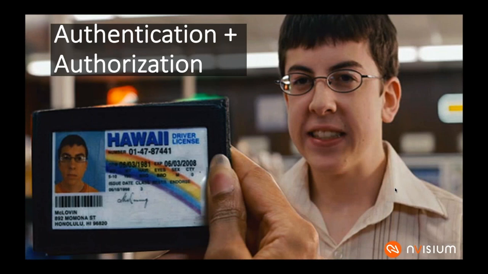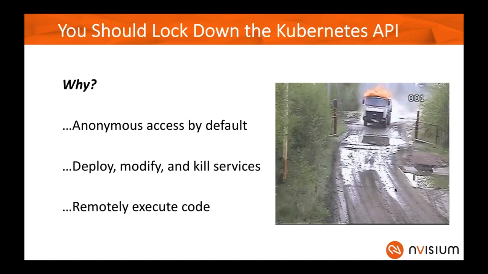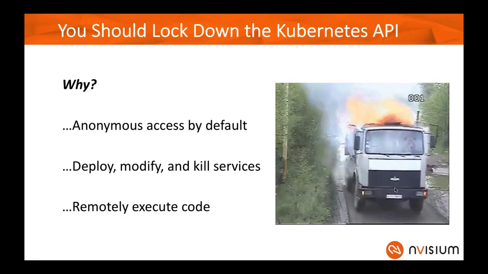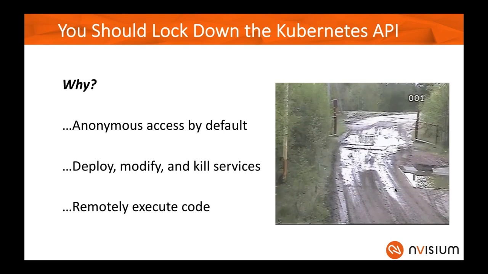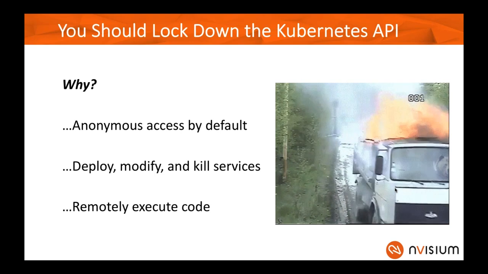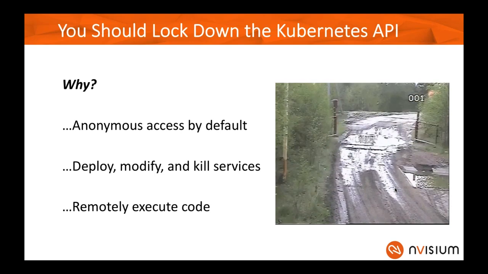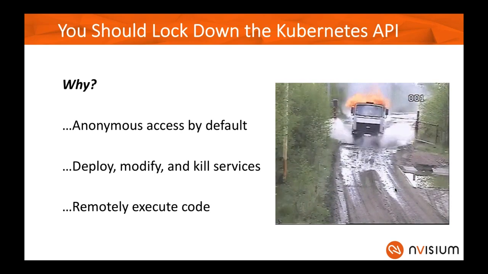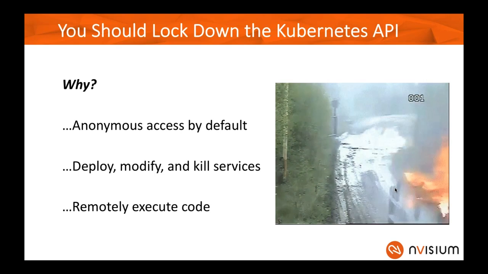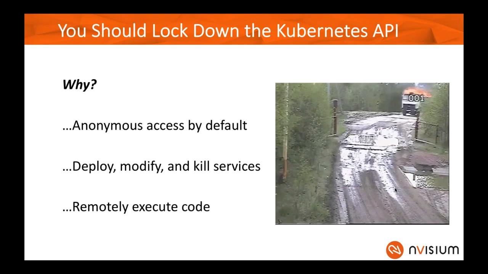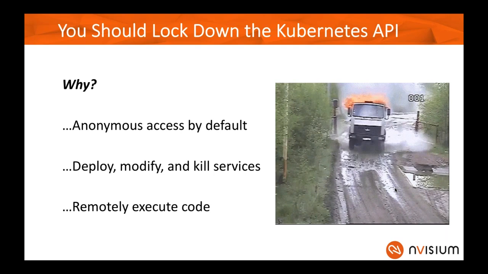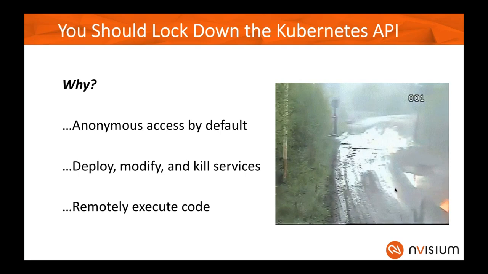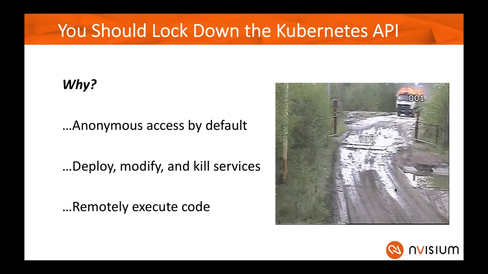So let's talk a little bit about authentication and authorization within our clusters. The Kubernetes API is critically important to harden. Things like anonymous access give you super privileged abilities to deploy, modify, and kill your services via API calls, and additionally do things like remotely execute code if you're running from an adequately privileged container.